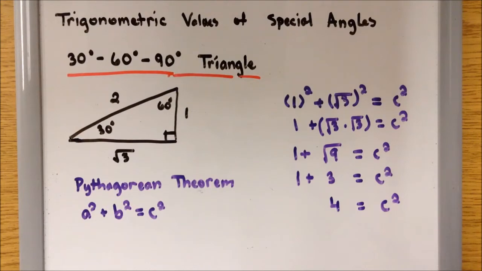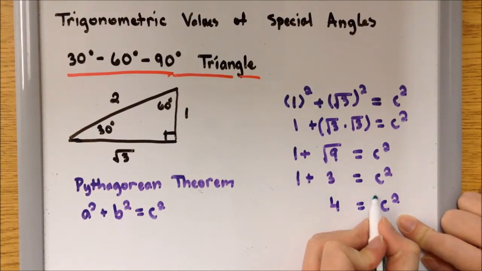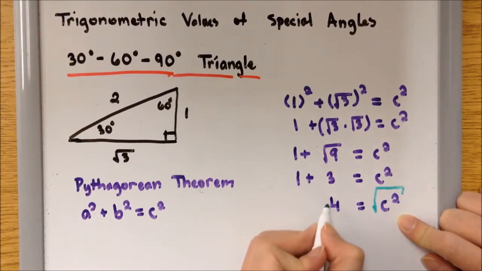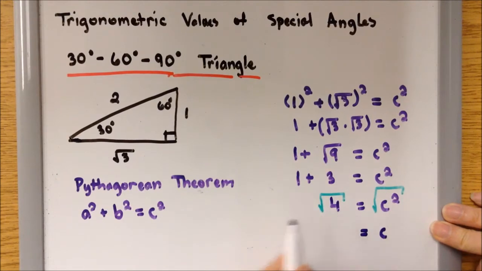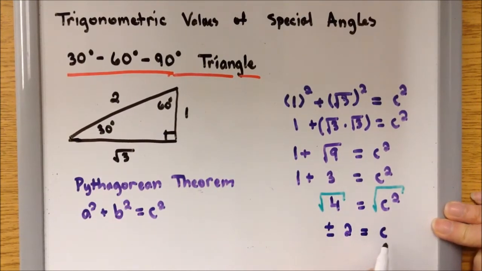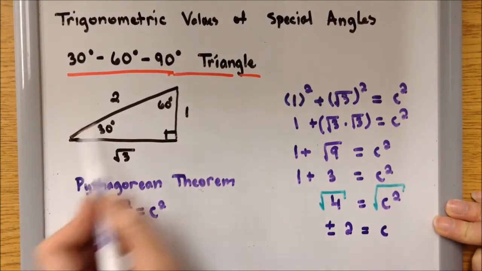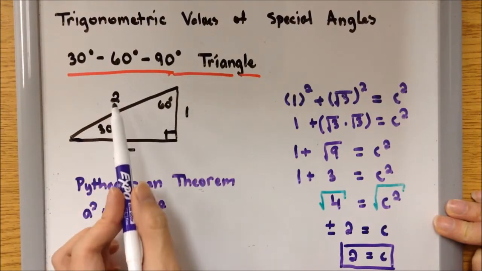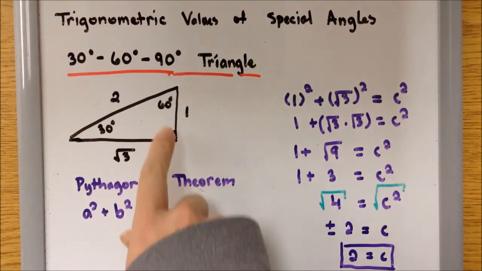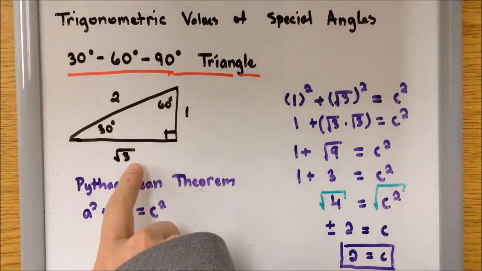Now if I want to get c by itself, I have to do the opposite of square, which is the square root. If I take the square root on the right side, I have to do it on the left side. So the square root of c squared is c. And the square root of 4 is positive and negative 2. So c equals positive 2 and negative 2. But when we're dealing with the length of an object, we always use the positive number. So c equals 2. That's why the hypotenuse is 2. So whenever you have a 30, 60, 90 degrees triangle, you already know the lengths of the sides: 1, square root of 3, and 2.